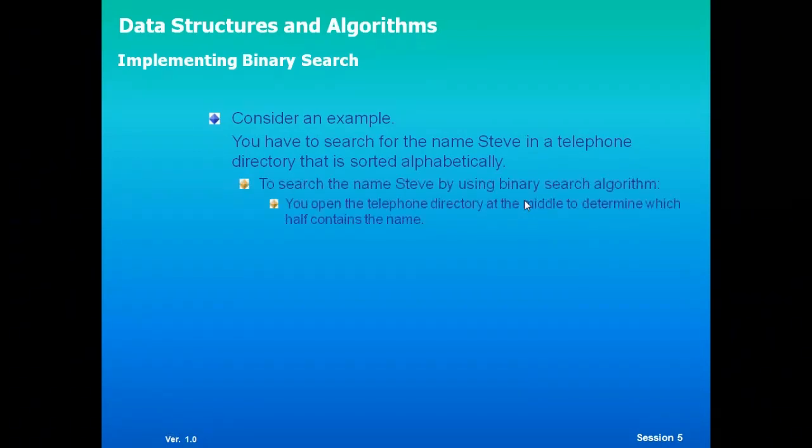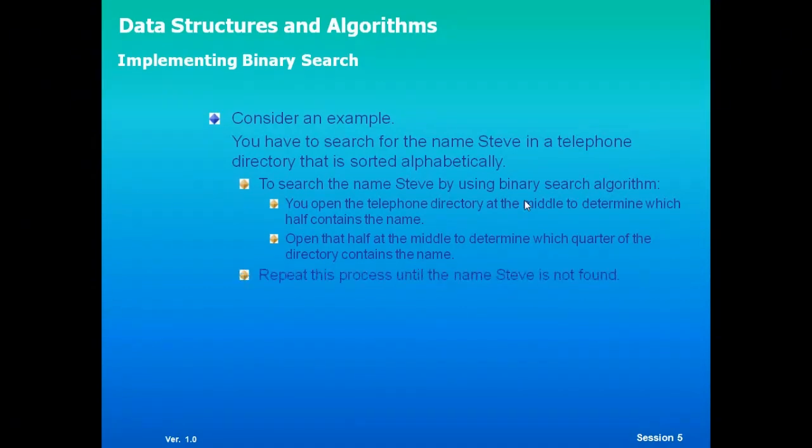So they have given one example. If you have to search for the name Steve in a telephone directory that is sorted alphabetically, to search the name Steve by using the binary search algorithm, you open the telephone directory at the middle to determine which half contains the name. Open that half at the middle to determine which quarter of the directory contains the name. Repeat this process until the name Steve is found. Binary search reduces the number of pages to be searched by half each time.